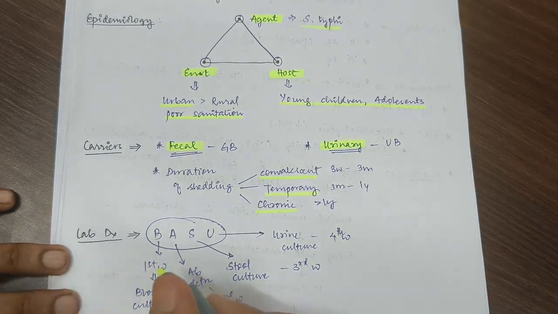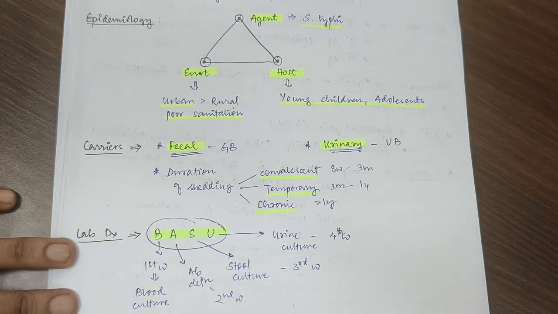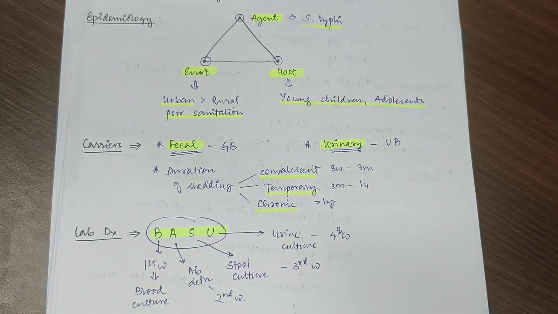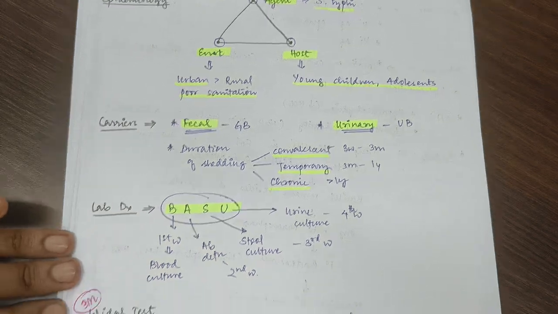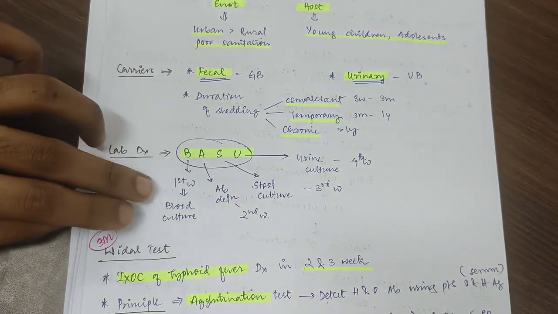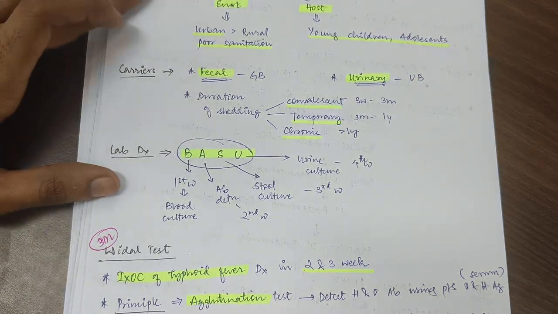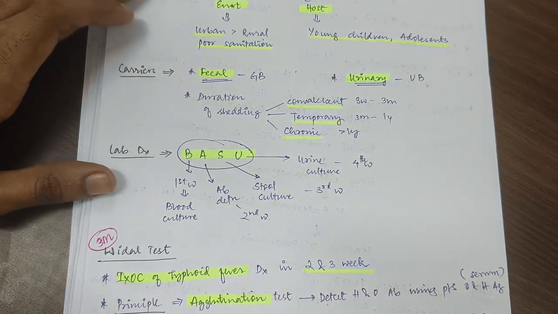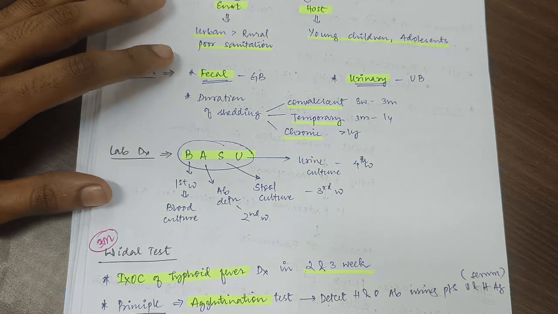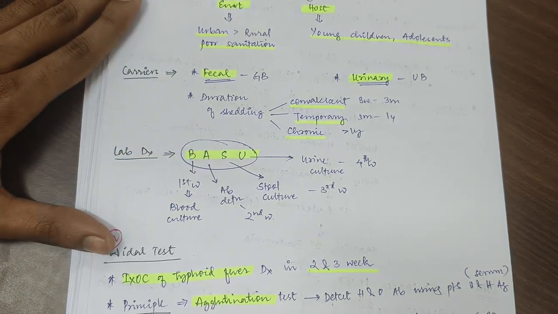So what are the lab diagnoses? You are going to remember a name as BASU. This is how you are going to remember the lab diagnostics. In the first week you are going to do the blood culture, that is B for blood culture. A is for antibody detection, that is done in the 2nd week. S is for stool culture, again done in the 3rd week. Same way, U is for urine culture, done in the 4th week.